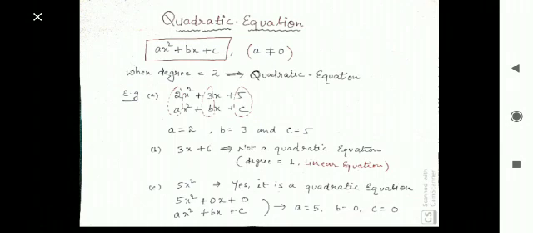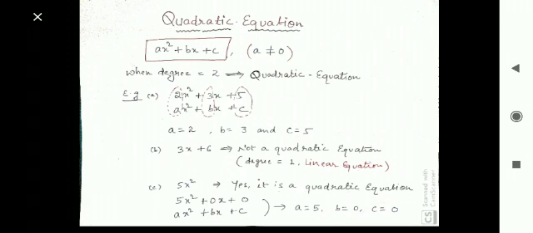So today we are going to start the chapter quadratic equation, chapter number 4 in mathematics. I hope you already understand the concept of quadratic equation. So again I am starting from the very first topic, that is quadratic equation. Let us start the concept of quadratic equation.